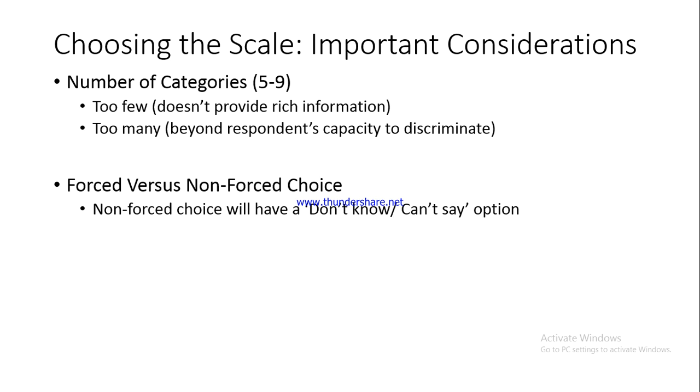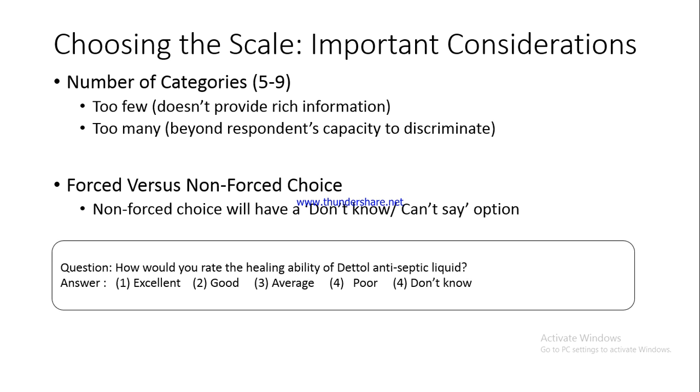Now this is going to be an example of a non-forced choice, because you are not forcing the respondent to take a particular response category. In fact, you are giving the freedom to tell you that he does not know the answer to your question. So that is why this would be a non-forced choice. Have a look at the example. Now this is an example of a non-forced choice scale. So you are not forcing the respondent to make a choice. If he is not aware of the qualities of Dettol antiseptic liquid, or he is not a user of this particular product, he can always answer don't know.